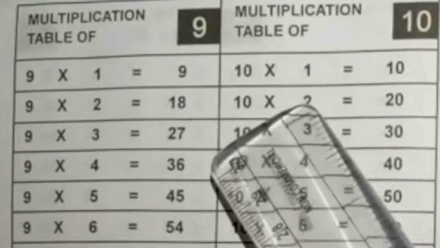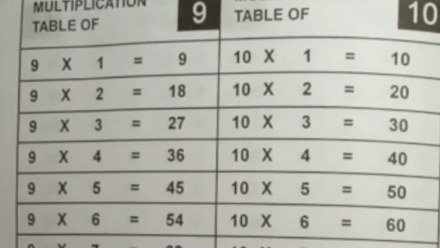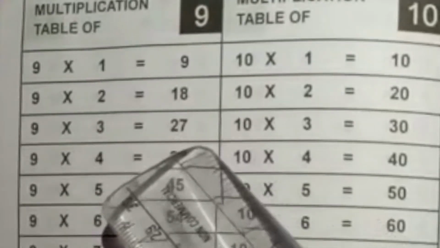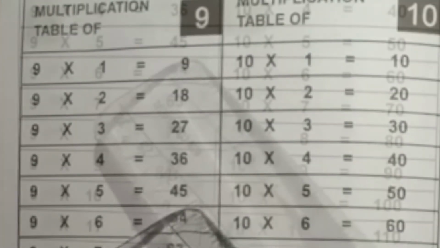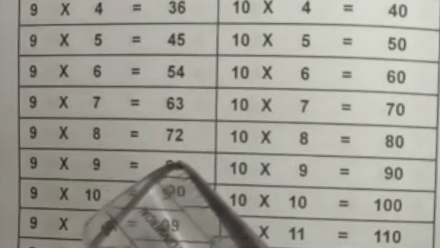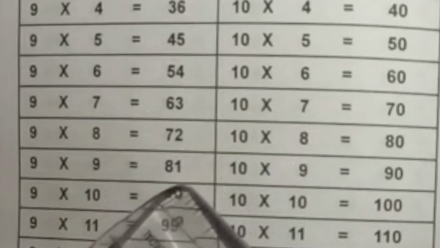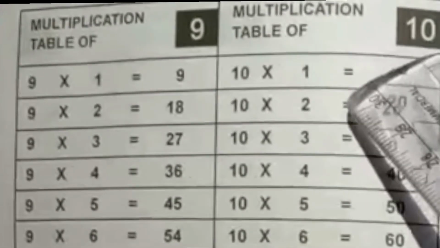As part of revision, let us learn the oral multiplication tables of 9, 10, 11, 12, 13, 14 and 15. Multiplication table of 9. 9 ones are 9, 9 twos are 18, 9 threes are 27, 9 fours are 36, 9 fives are 45, 9 sixes are 54, 9 sevens are 63, 9 eights are 72, 9 nines are 81, 9 tens are 90.